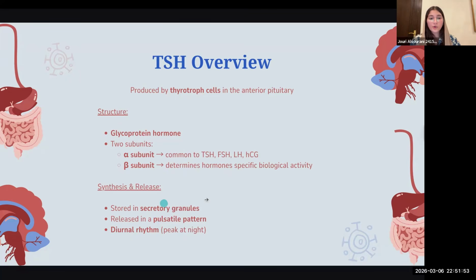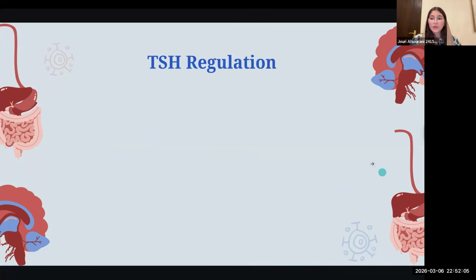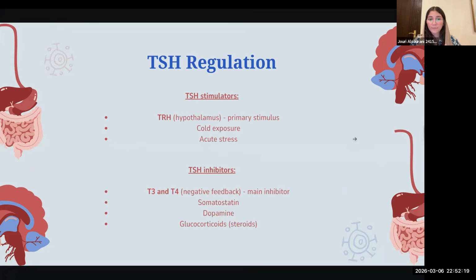Again, they're going to be stored in secretory granules, and they will be released in a pulsatile pattern. And in this case, the peak of TSH is going to be at night, okay? For its regulation, we have various stimulators. The primary stimulus, of course, is going to be TRH from the hypothalamus. We're also going to have exposure to cold, acute stress. These all stimulate the release of TSH.